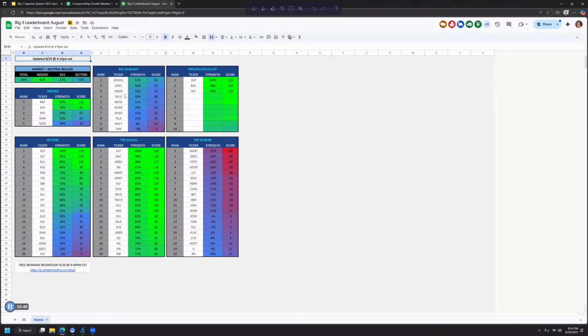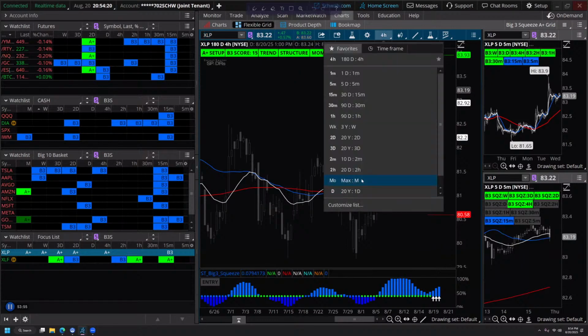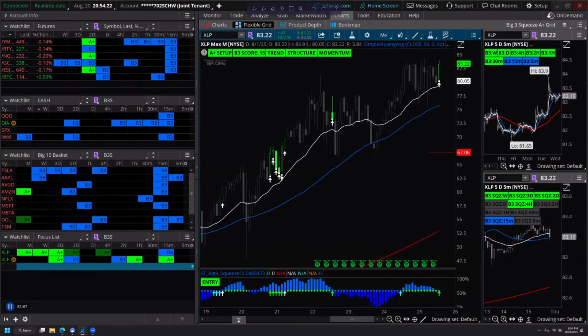So tomorrow we're looking at the RSP in first place, the QQQ in last place. XLP's pretty sharp, financials, utilities. So again, the one I have to look at tomorrow by default is XLP. Number one for my sectors. Top dog on the board. Beautiful monthly squeeze, beautiful weekly, beautiful 3-day squeeze, 2-day squeeze, 4-hour, 15-minute.